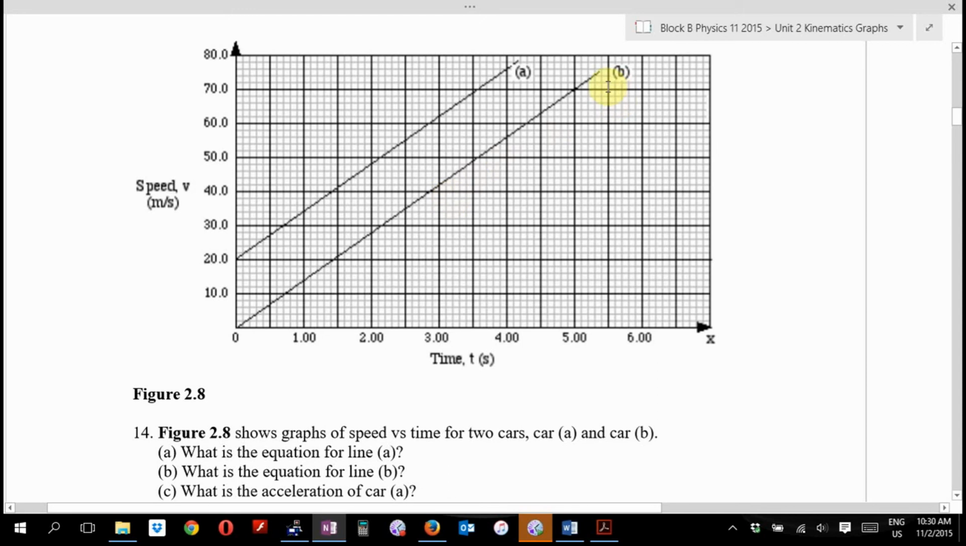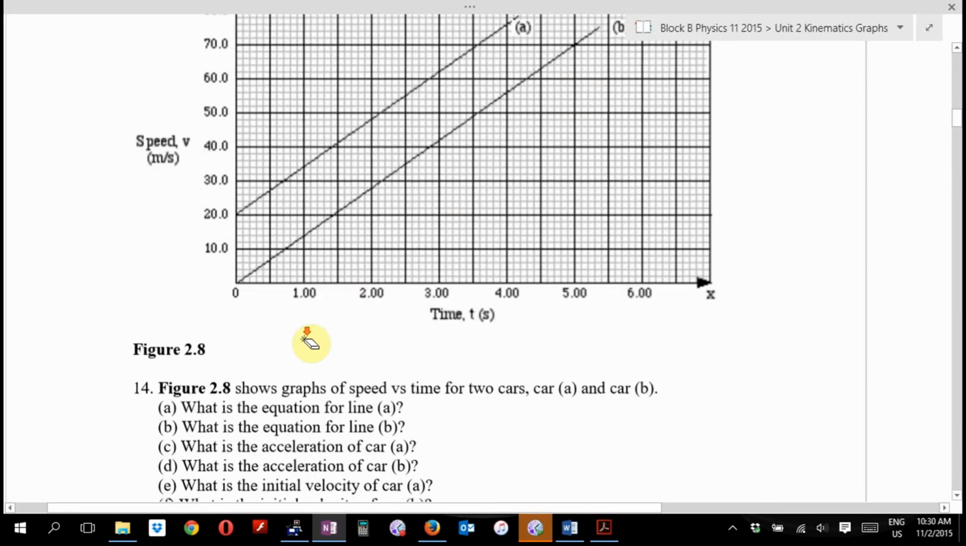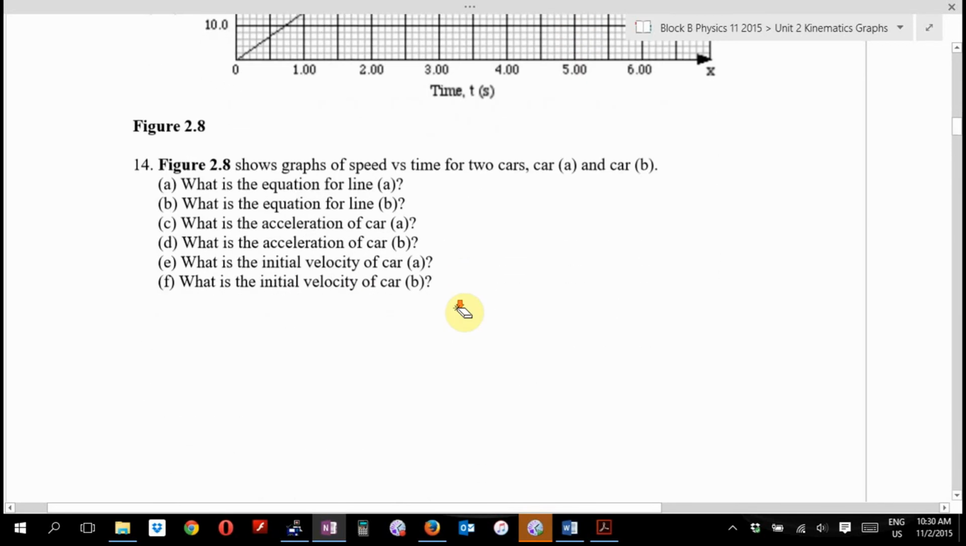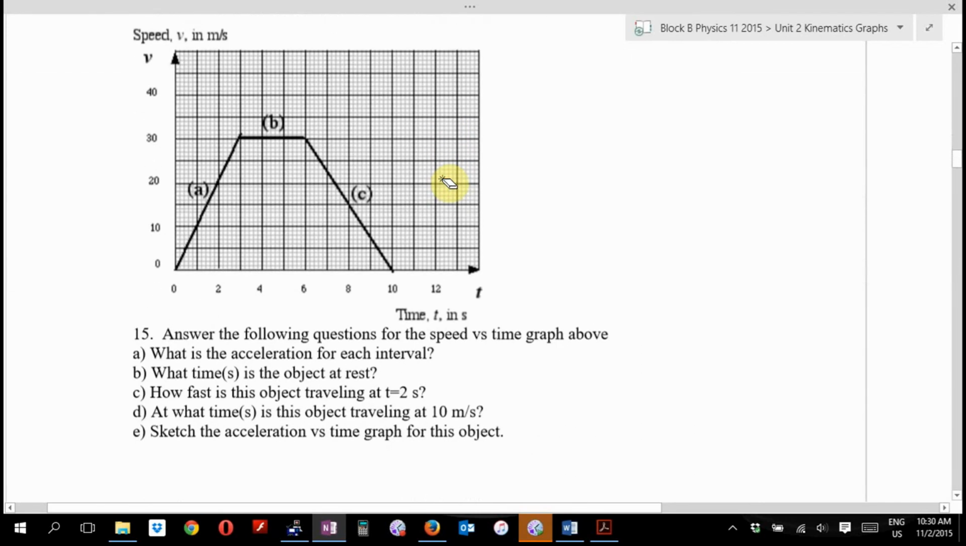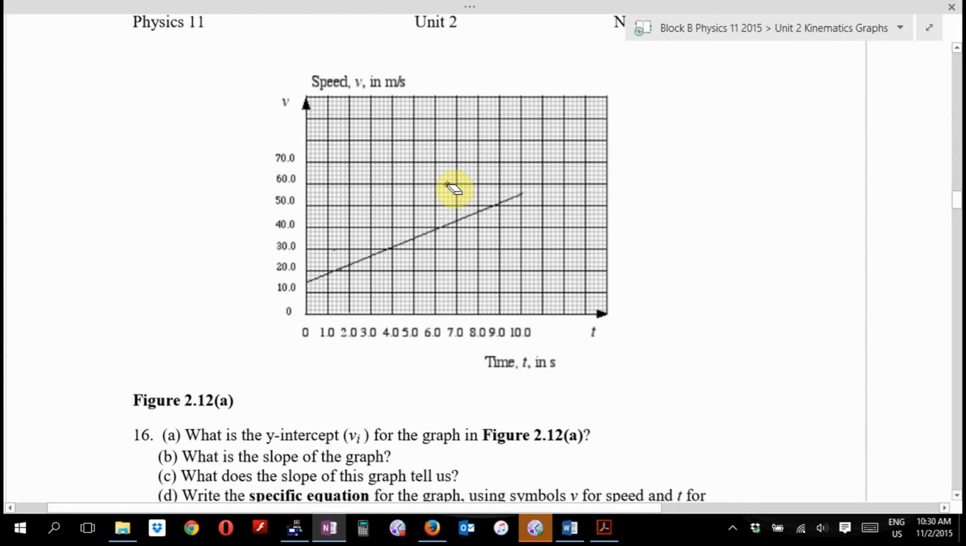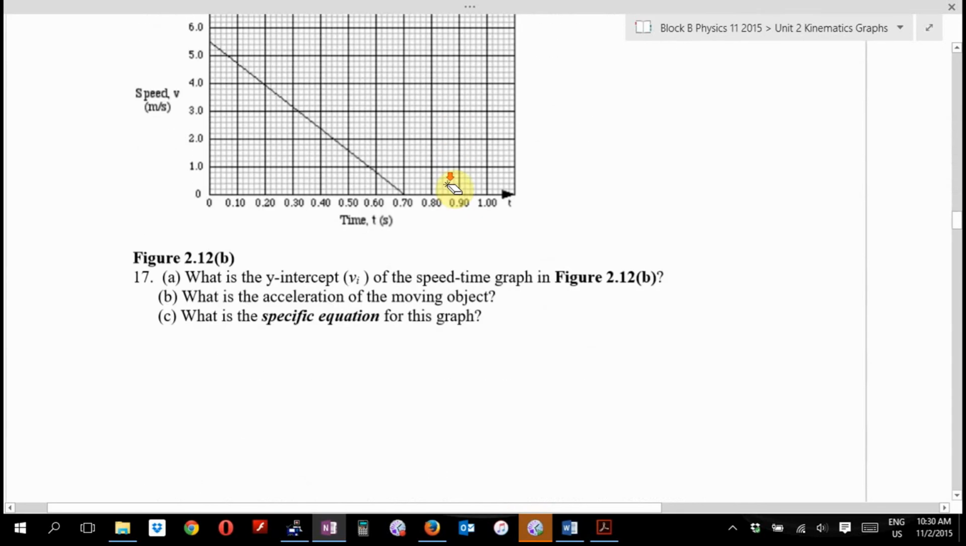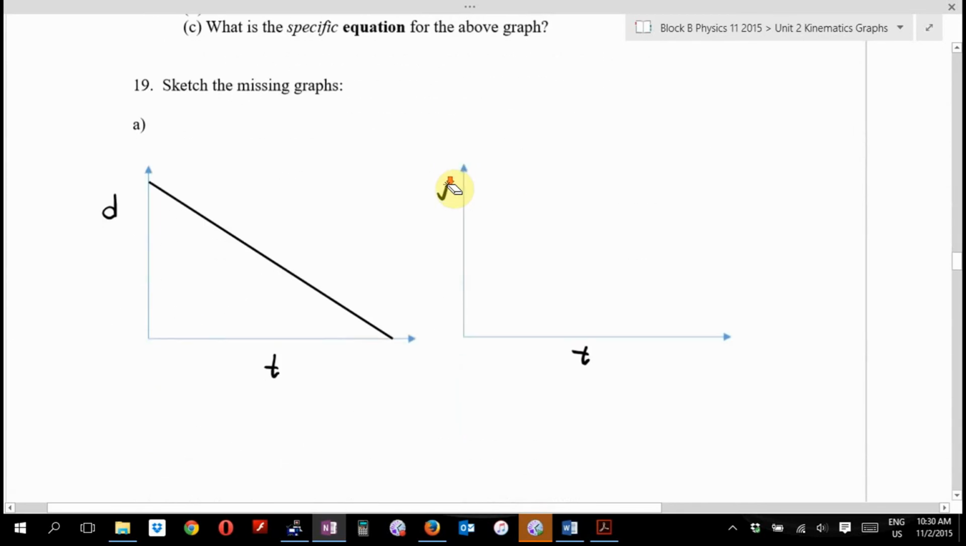And so to find the slope, Kareem, I would use line B, which definitely goes through 5,70. Let me turn the eraser on so you can see it. Definitely goes right through there and definitely goes through 0,0. I would use rise over run that way. It asks you to find acceleration, asks you to find the initial velocity, actually asks you to find the equation using y equals mx plus b. That's fair game. Another speed versus time graph, another speed versus time graph, another speed versus time graph.